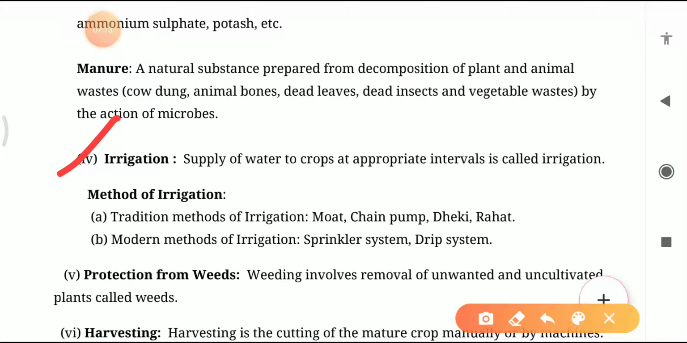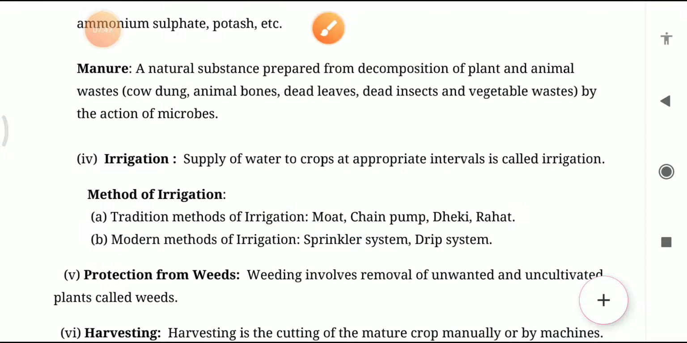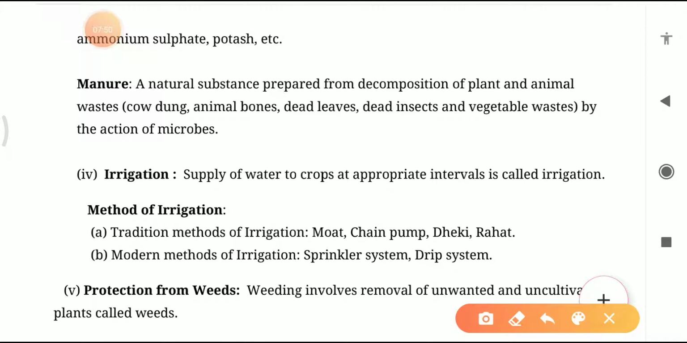Now here two types of methods are given. The first one is traditional methods, and the second one is modern methods. In ancient times, people used these methods: moat, chain pump, dheki, rahat. These are the traditional methods, and they are all done by human beings or animals. They are time-taking, and there is wastage of water here also. But nowadays, the modern methods of irrigation are the sprinkler system and the drip system.